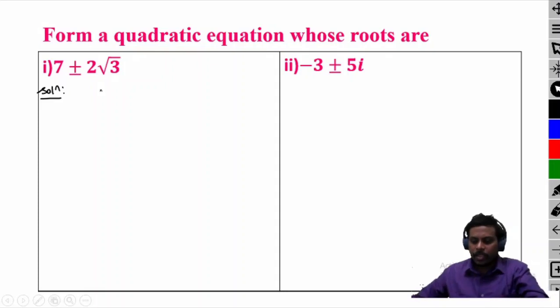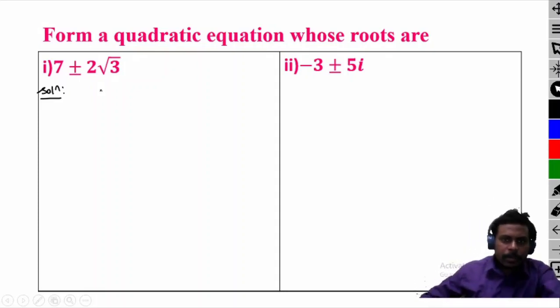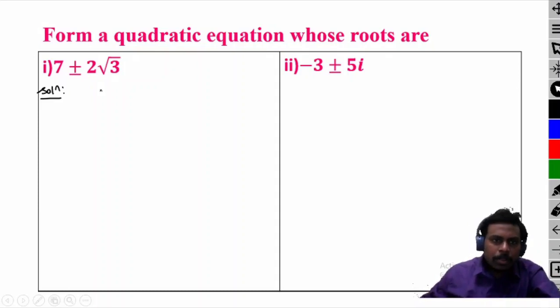Previously, we have seen problems wherein, given a quadratic equation, we have seen how to find out the roots of a quadratic equation. Now, roots are given, you have to find out the quadratic equation. Now, in this, given that let alpha is equal to 7 plus 2 root 3 and beta is equal to 7 minus 2 root 3. Okay.